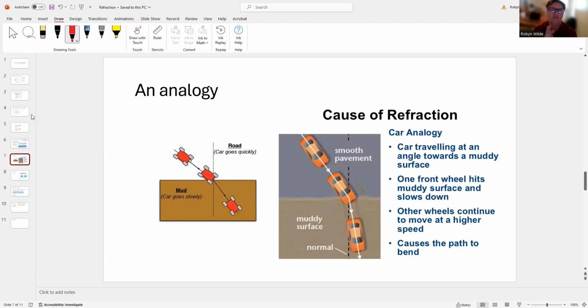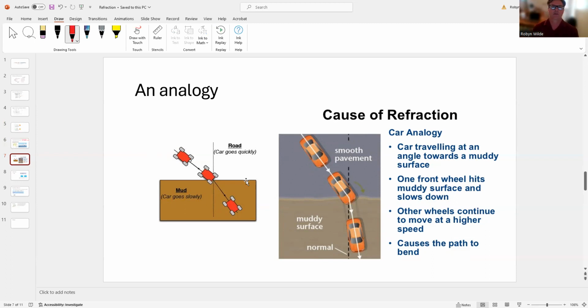Well, here is an analogy. Let's say you have a car going from a road, which is concrete. It can travel faster on that road. If it goes into mud, you can see it's coming at an angle of incidence. This wheel is going to catch the mud first and be pulled to the right. And so it's going to bend toward the normal. Another picture here: if it went the other way, from the mud out onto the road, your tire would hit the road and start to speed up before the rest of the car does, and it would move the opposite direction.